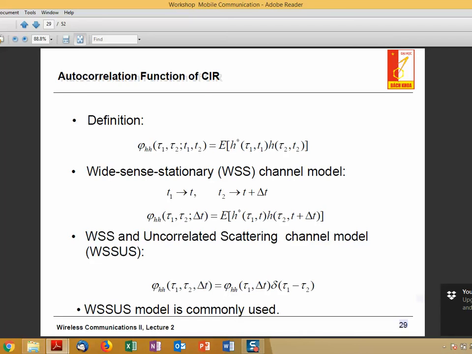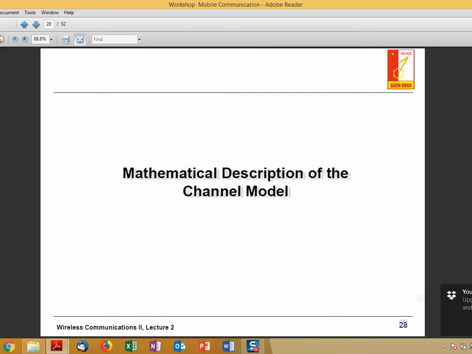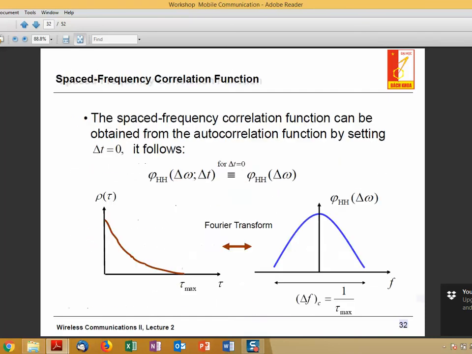If they are uncorrelated, that's where the correlation comes in. If they are uncorrelated, then it becomes complete. They come with a peak. So if they are very correlated, it's like this. And if they are uncorrelated, it becomes a peak.